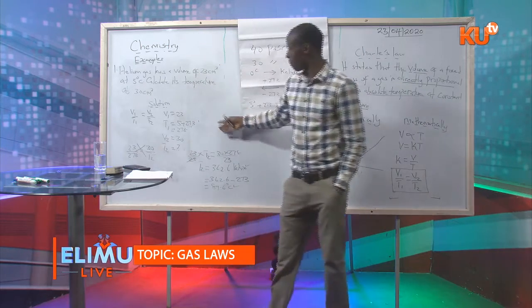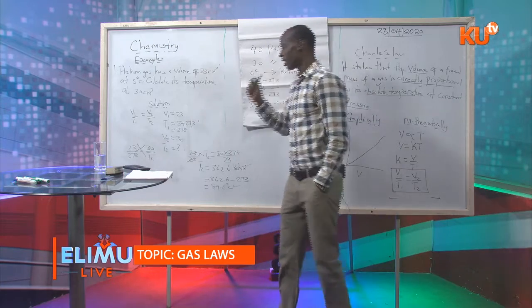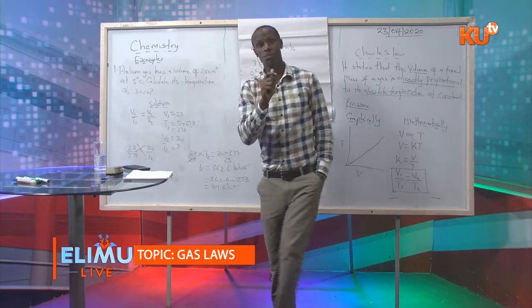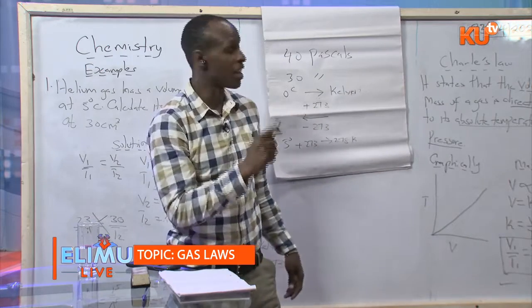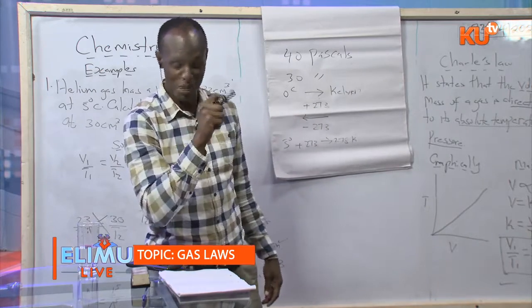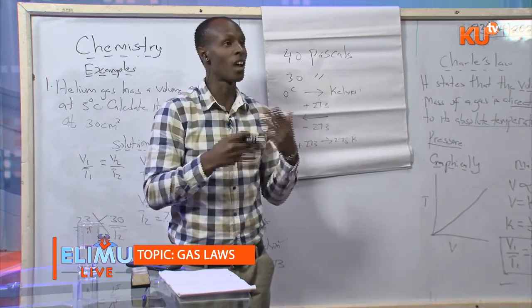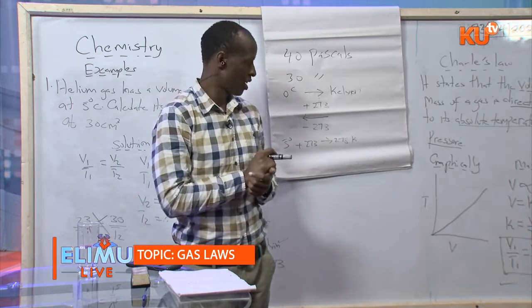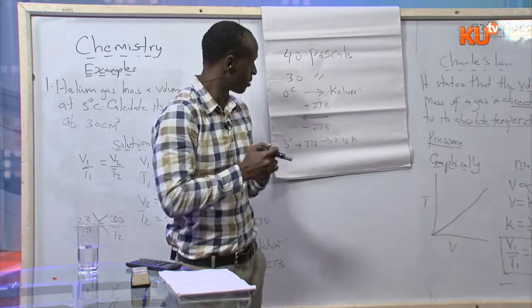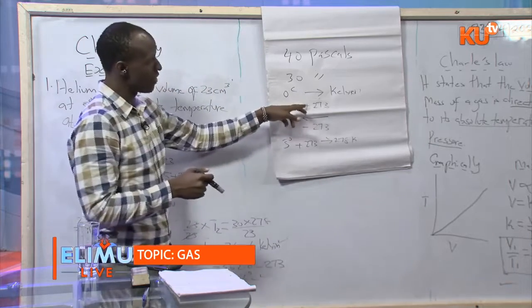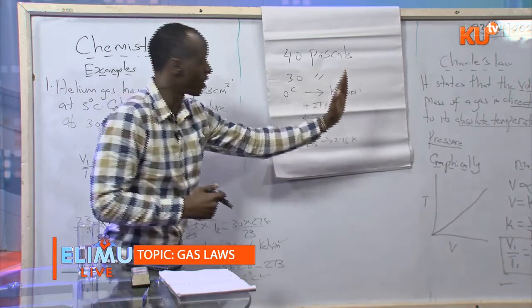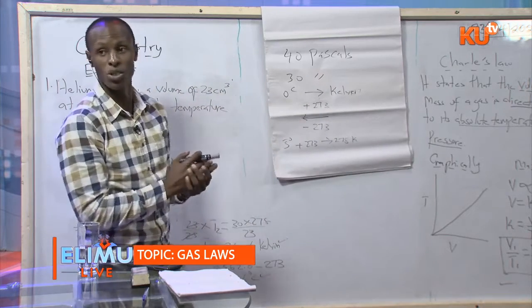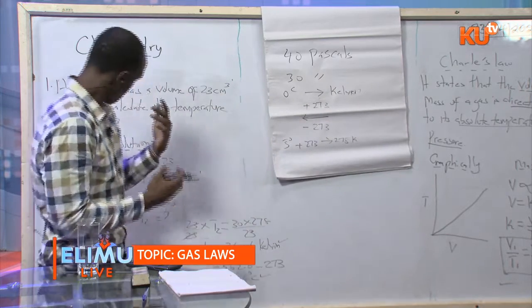I've done one example here, and I've emphasized that the temperature should always be in Kelvin. Please be keen on that, because most students have noticed that's the common error most students make. So to change to Kelvin, you add 273. Degrees to Kelvin, add 273. Kelvin back to degrees, you subtract 273.